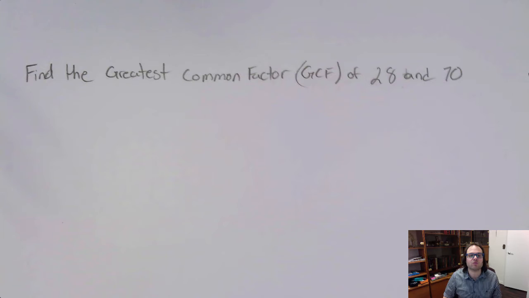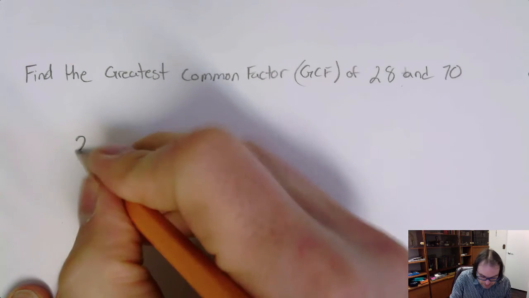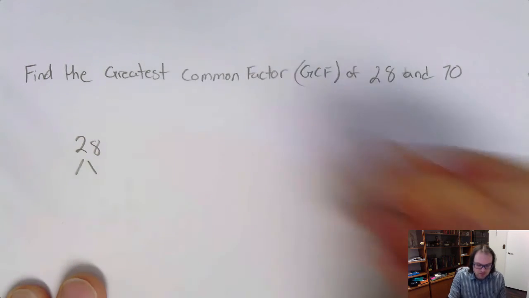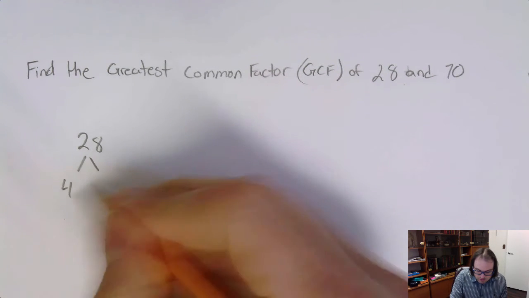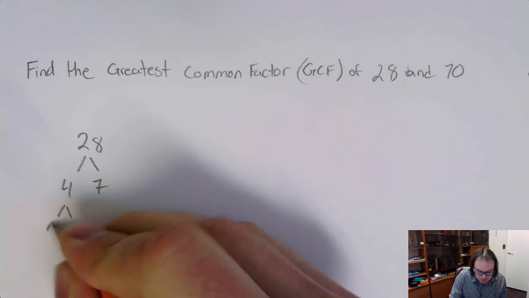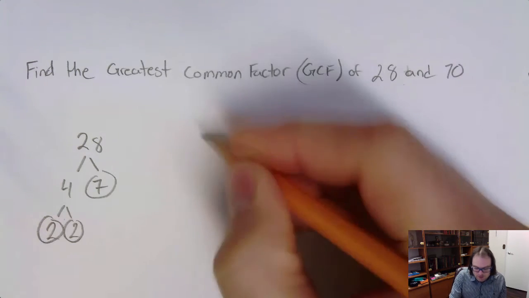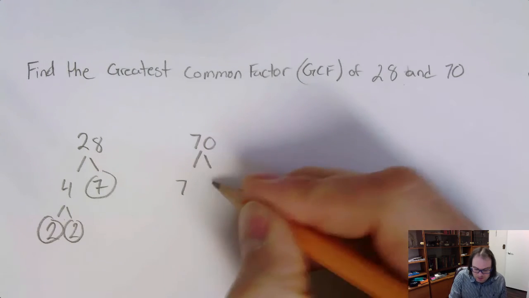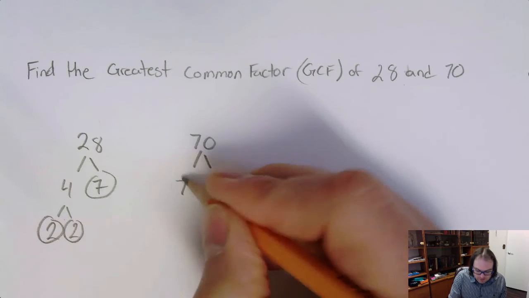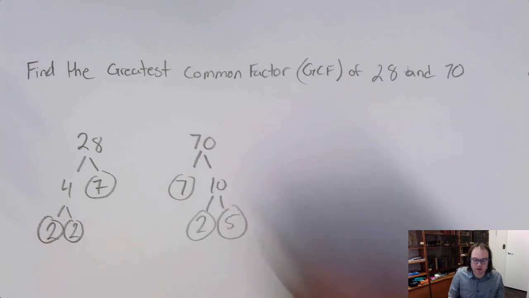For my second question, we want to find the greatest common factor of 28 and 70. Alright, so let's look at 28. We're going to find the prime factors first. It breaks down into 4 times 7, which is the same thing as 2 times 2. 7's prime. 2 is prime, 2 is prime. Now let's look at 70. 70 breaks down to 7 times 10. 7's prime. 10 is 2 times 5. 2 and 5 are prime.